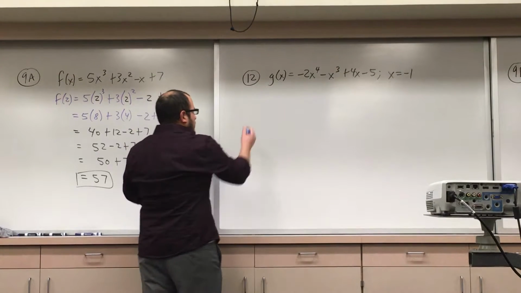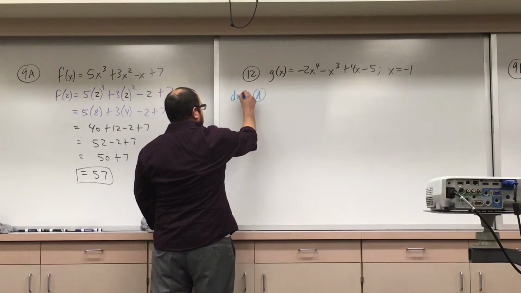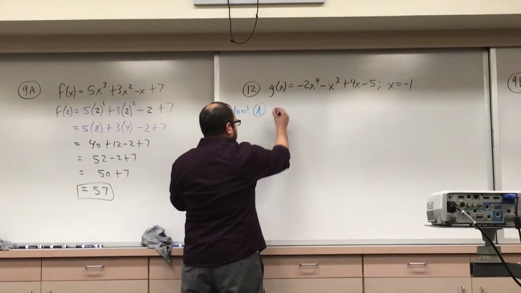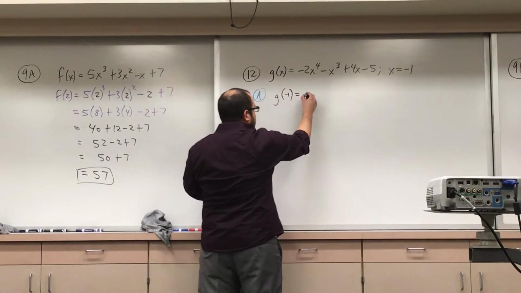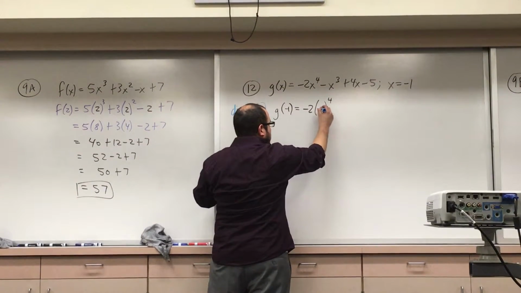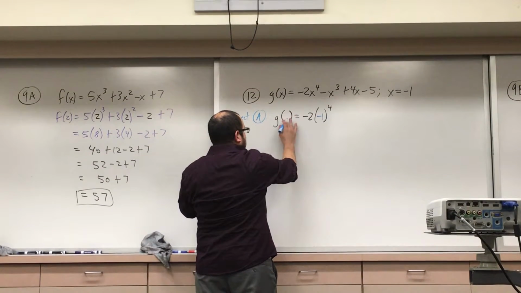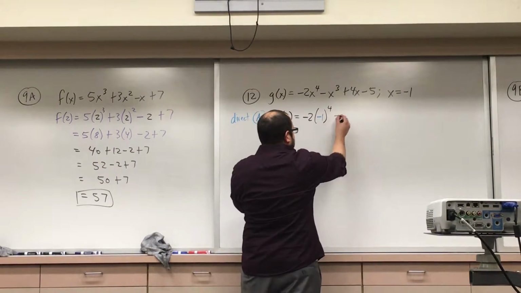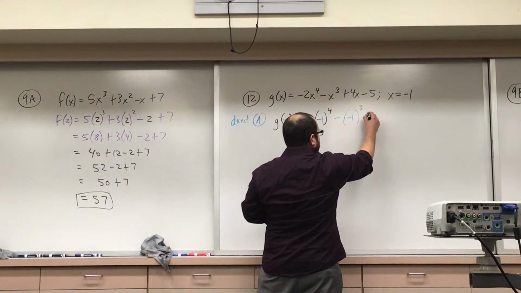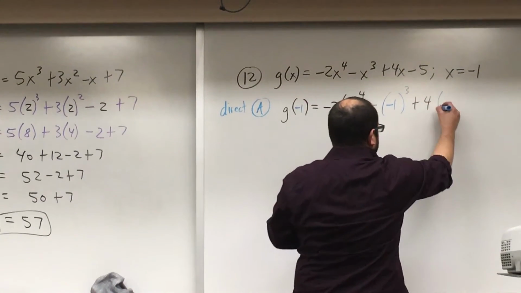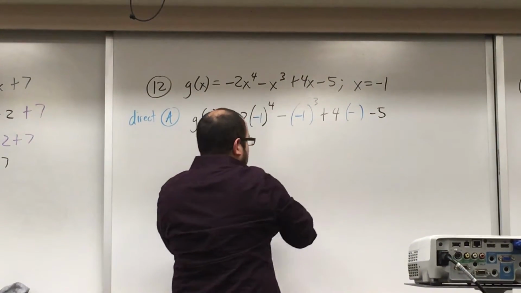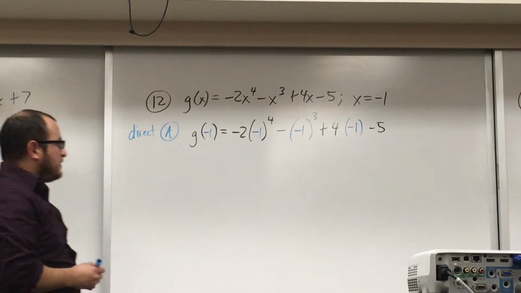So first, direct substitution. Simply plugging in x equals -1 into the function, g of -1 gives me -2 times -1 to the 4th, again I'm doing it, minus a -1, okay, cubed plus 4 times -1 minus 5. Okay? Alright, so let's go ahead and evaluate this.